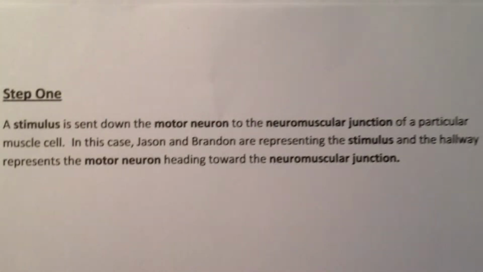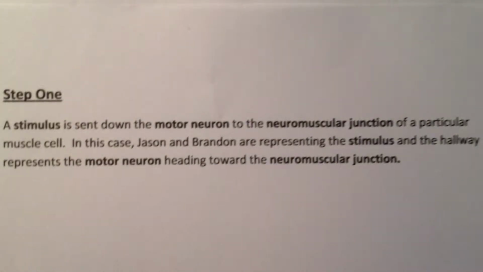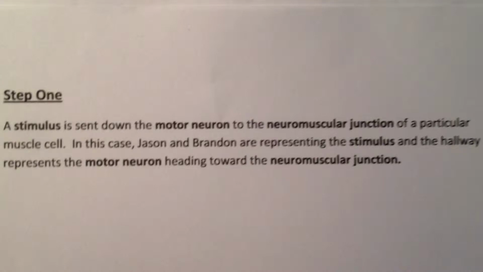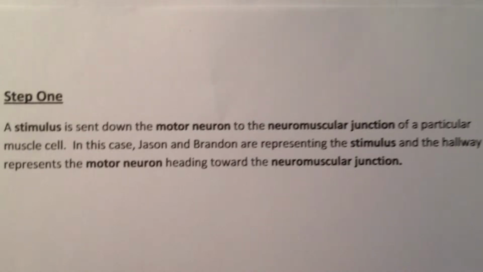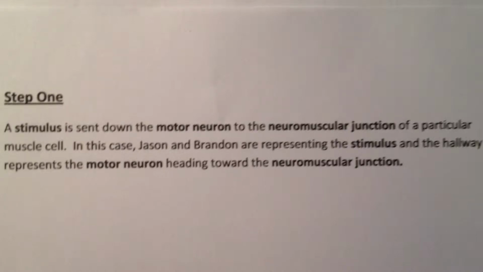In step 1, a stimulus is sent down the motor neuron to the neuromuscular junction of a particular muscle cell. In this case, Jason and Brandon are representing the stimulus and the hallway represents the motor neuron heading toward the neuromuscular junction.